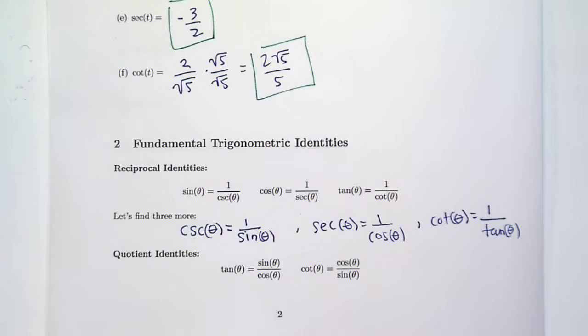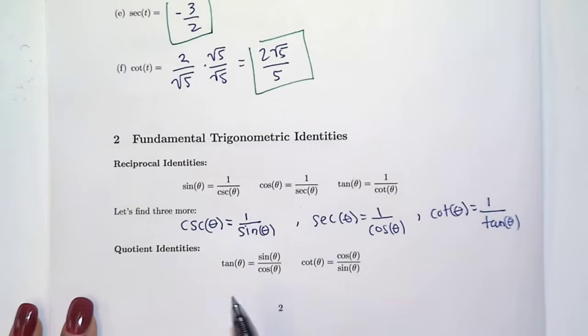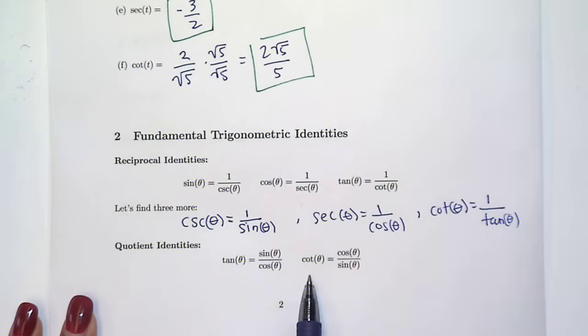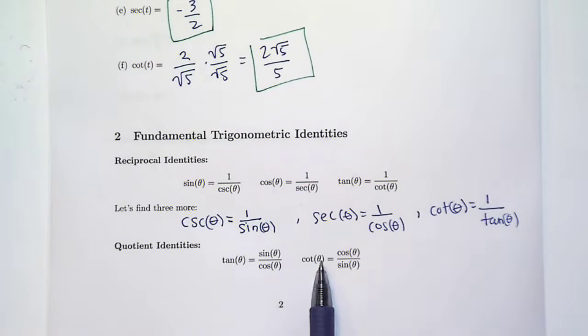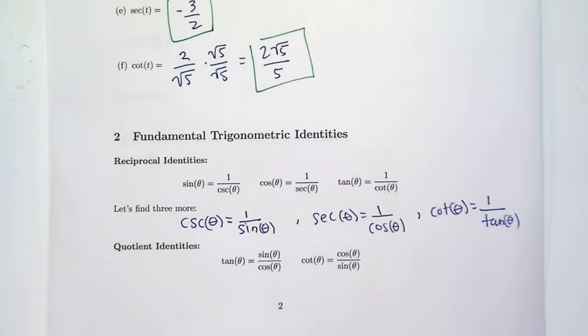All right, so quotient identities are tangent and cotangent. So tangent theta is actually just sine theta over cosine theta. And then cotangent theta is cosine theta over sine theta. They are reciprocals of each other. All right, so we are going to use these to help us answer the next question.